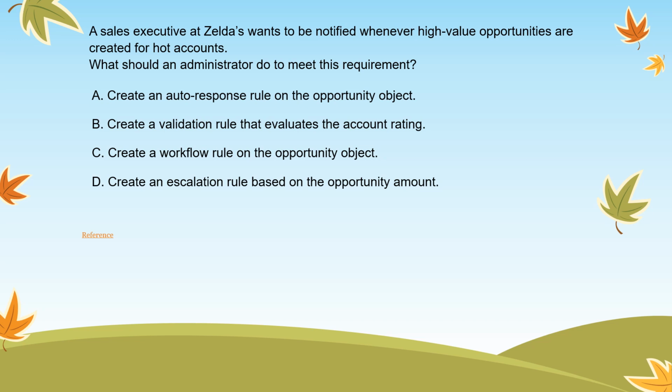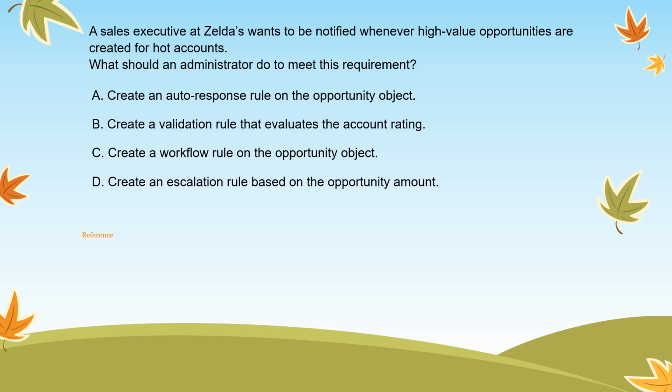So let's think about these for a second. The auto response rule on an opportunity object. So auto response rules let you send out email responses whenever a lead or a case or submission is based on certain attributes. So that would send out an email based on attributes.